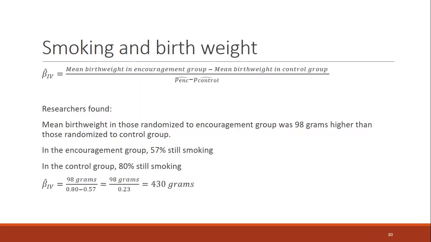In this study, what they found was that those who were randomized to the encouragement group had babies that were about 98 grams heavier, and in the encouragement group, 57% were still smoking at birth, whereas it was 80% in the control group. And so what they're able to do is put this all together. This is, again, the intent to treat in the numerator, the difference in how well the instrument performed in the denominator, and they were able to show with this method that stopping smoking really does have a strong benefit on birth weight. Again, assuming our assumptions are met, which is always the challenge.